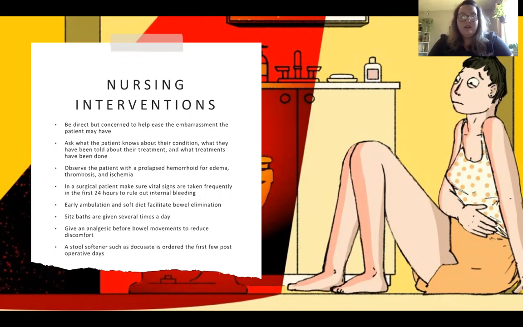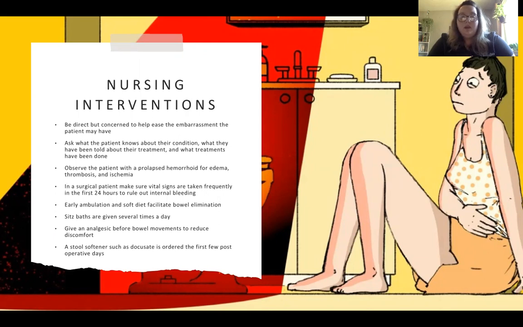You're going to want to ask them what they know about their condition and what they have been told already about it, and then ask them what treatments they have already had done. That way you can get everything about their condition and what they know, and then you can fill in what they don't know, and tell them.